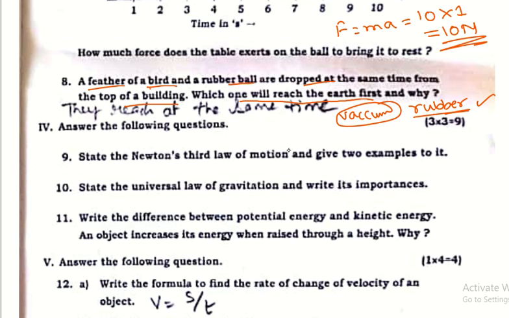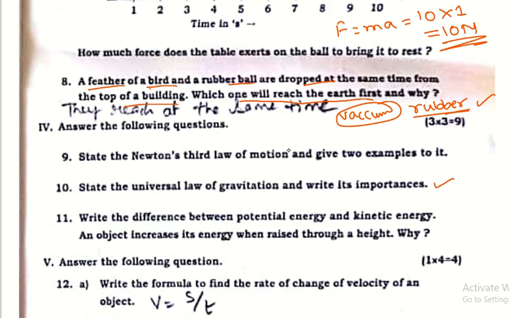And state Newton's third law of motion. For every action there is an equal and opposite reaction. Give 2 examples: the bullet fired from the gun and also the ball thrown at a wall. So both are examples for the third law of motion. And state the universal law of gravitation and write its importance. So you refer to your text.